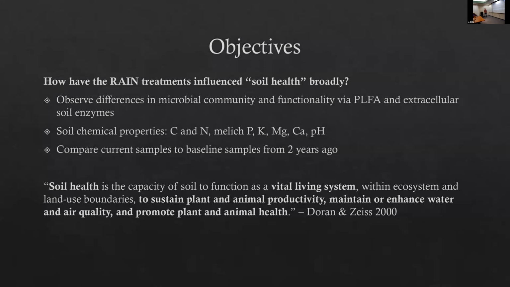So the objectives of my project are to think about the rain treatment effects on soil health broadly. So we want to observe the differences in microbial community and functionality via PLFA and extracellular soil enzyme analysis. Then look at soil chemical properties such as carbon and nitrogen, phosphorus, potassium, magnesium, calcium, and pH to get an understanding of the chemical environment the microbes are inhabiting in the soil. And then we want to compare these treatments to the baseline samples taken 2 years ago.